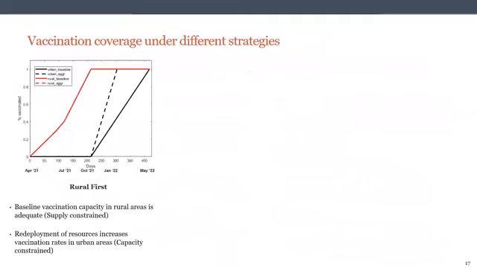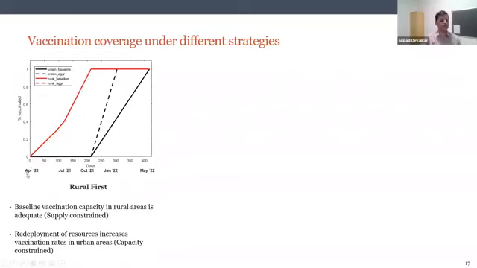So using this supply chain model for estimating capacity and the supply projections, what this graph here shows is the coverage of vaccination over time under the rural first strategy. Let me take a couple of minutes to explain what this graph is doing. On the y-axis is the percentage of the target population that's vaccinated, and on the x-axis is the timeline from the start of the vaccination.